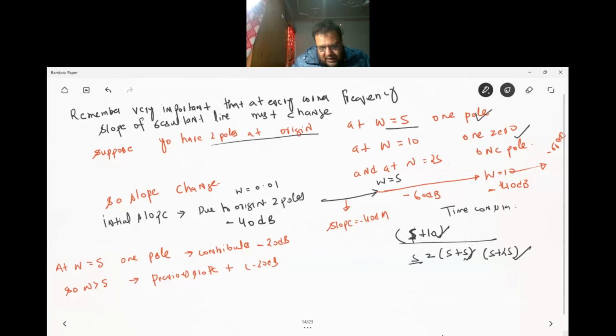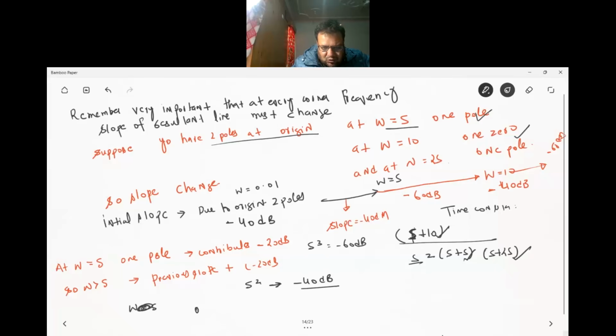So s square is contributing what? Minus 40 dB, right? Because of two poles. If it was s cube, the contribution would have been minus 60 dB, right? Now at s is equal to 5, what is the contribution? It is again a pole, right? So we will go from the lower value.